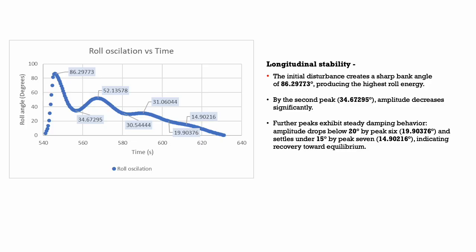From the roll versus time graph, we observe peak values as highlighted, showcasing clear amplitude decay across successive oscillations. Initial disturbances create a sharp bank angle of around 87 degrees, producing the highest roll energy. By the second peak, amplitude decreases significantly. Further peaks exhibit steady dampening behavior. Amplitude drops below 20 degrees by peak 6 and settles under 15 degrees by peak 7, indicating recovery toward equilibrium.